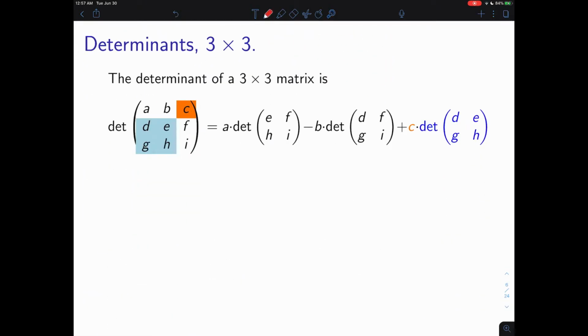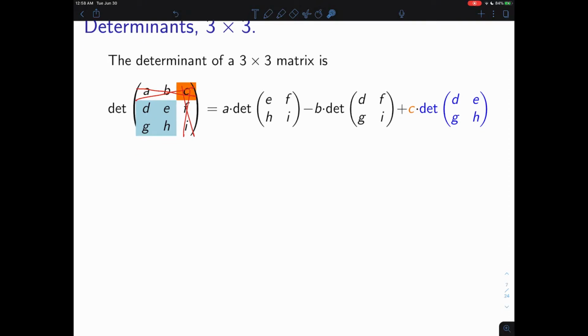First I did A, then I did B, and you can see where we're going next. We're going here to C. And there it is, there's the C that's highlighted. If I crossed out the row of the C and the column of the C, then what's left over would be this D, E, G, H, and there's that 2 by 2 determinant of D, E, G, H. So you use the 2 by 2 determinant to build up to a 3 by 3 determinant. This determinant formula is pretty crazy.